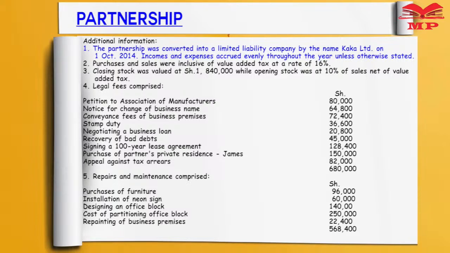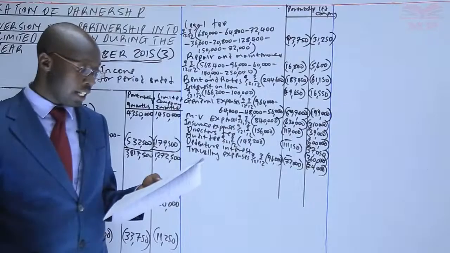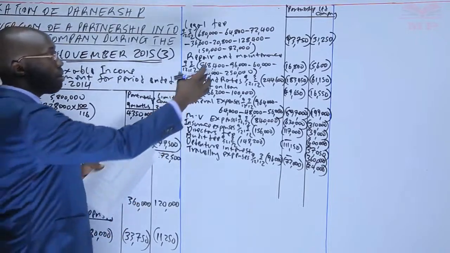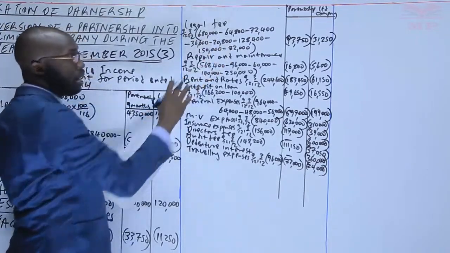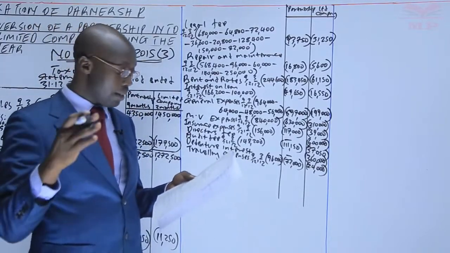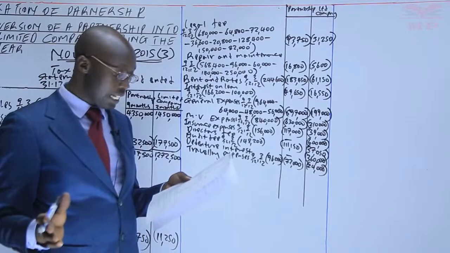So we go to number two. Purchases and sales were inclusive of VAT at the rate of 16%. There is no expense there. Number three, closing stock was valued at 1840 while opening stock was at 10% of sales net of VAT. There is no expense. Number four, legal expense. Now, legal expense is already in the P&L, and we consider the part that is allowable by removing the non-allowable parts. And in the same place, we have not seen any fixed asset that we can claim capital allowance among all those ones. There is none that is a fixed asset.